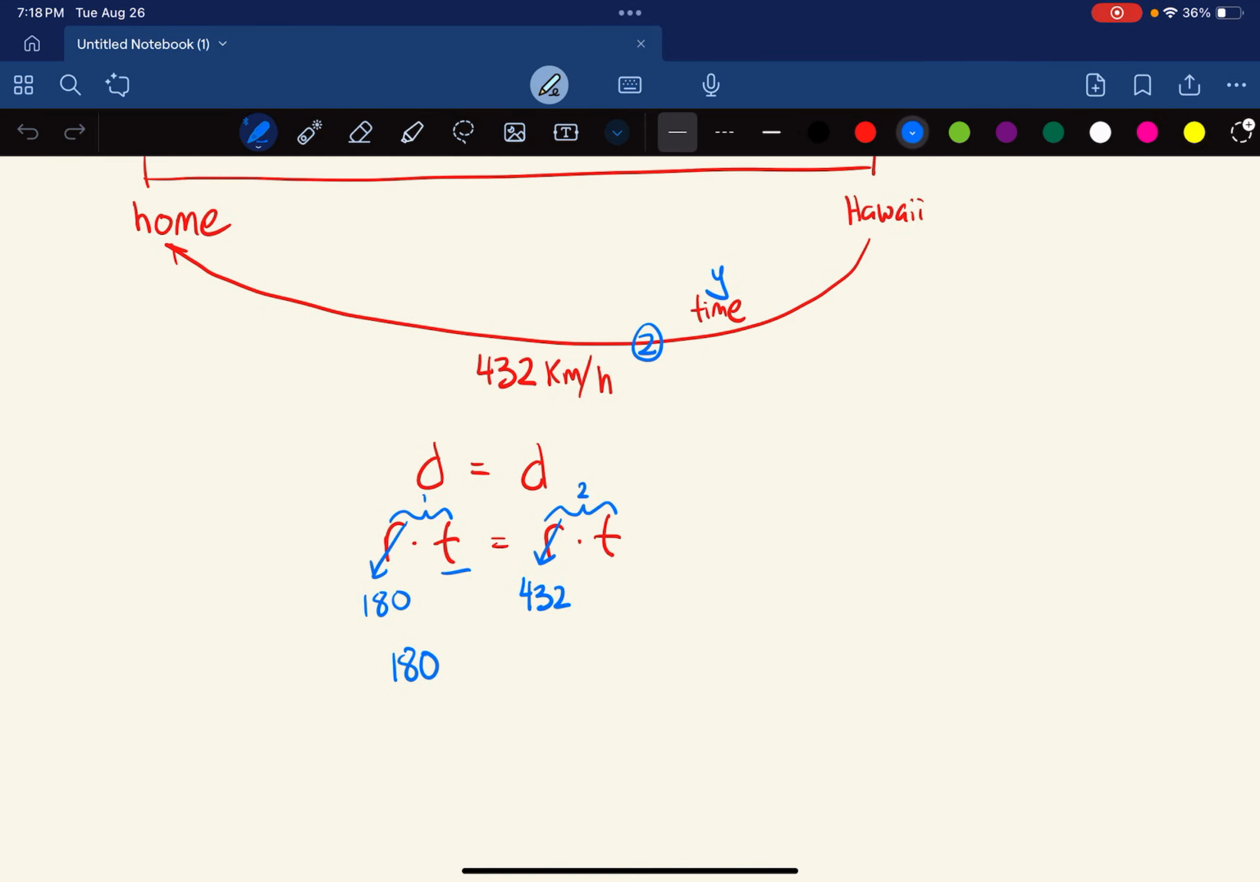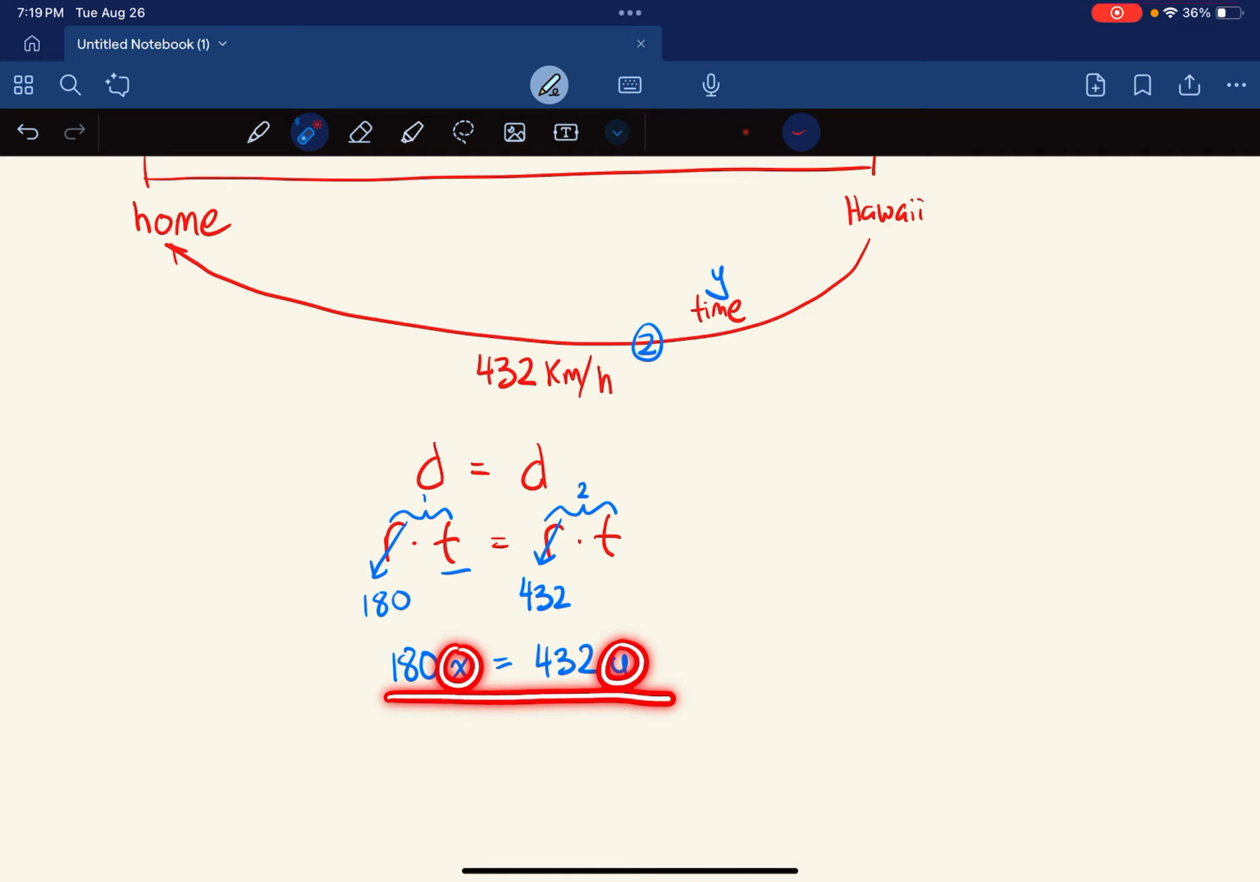So I'm going to say it's 180 times x, or just 180x, is equal to 432. Okay, again, I switched out the t. The time on trip 2 is this time, which is just y. Now I have two different variables, which, as you know, is a problem because I have one equation with two different variables. If you have two unique variables, that means you need two unique equations.